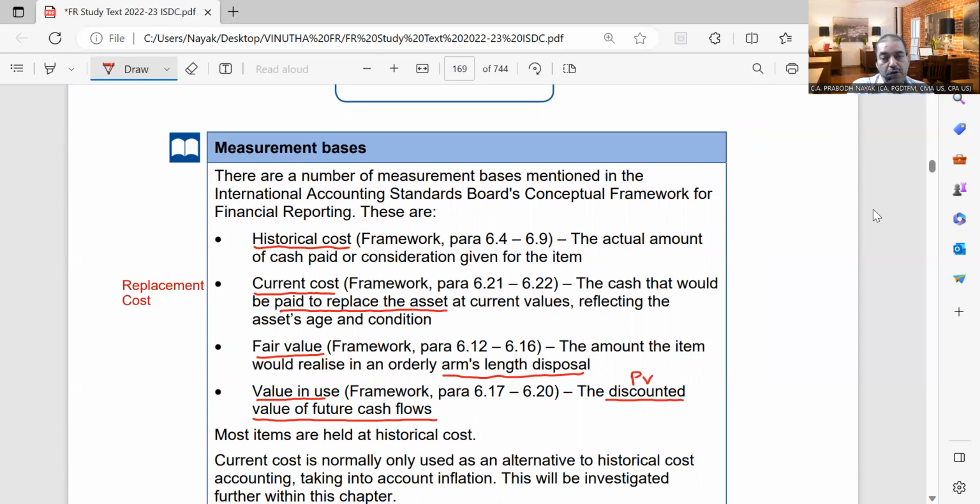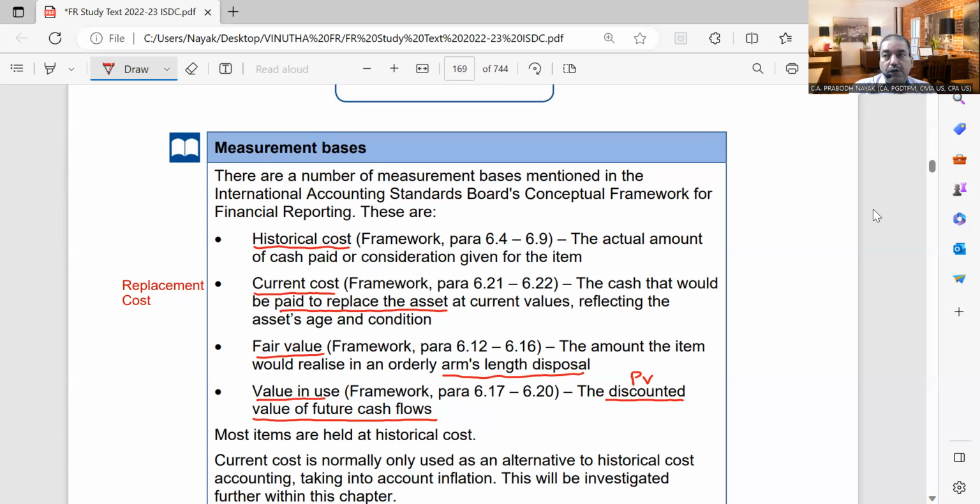What do we mean by historical cost? The historical cost means the cost at which we originally purchased the asset. Whenever we purchase the asset, 2 years back, 3 years back, on that particular date, what was the cost? So that is historical cost. Second is current cost, the cash that would have to be paid to replace the asset. So at the side, I have written over there replacement cost. So you can also write over there at the side replacement cost. Current cost is also called as replacement cost.